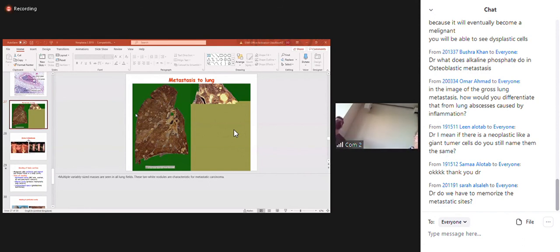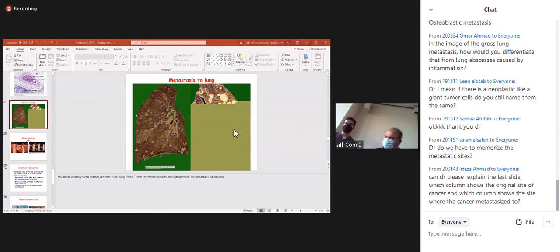The solid diagnosis will be when you take a section and send it for microscopy, and that will return as cancer cells. Doctor, if there is a neoplastic giant tumor cell, do you still name them the same? Yes. Right. Doctor, do we have to memorize the metastatic sites? No, you don't. This is just an idea.